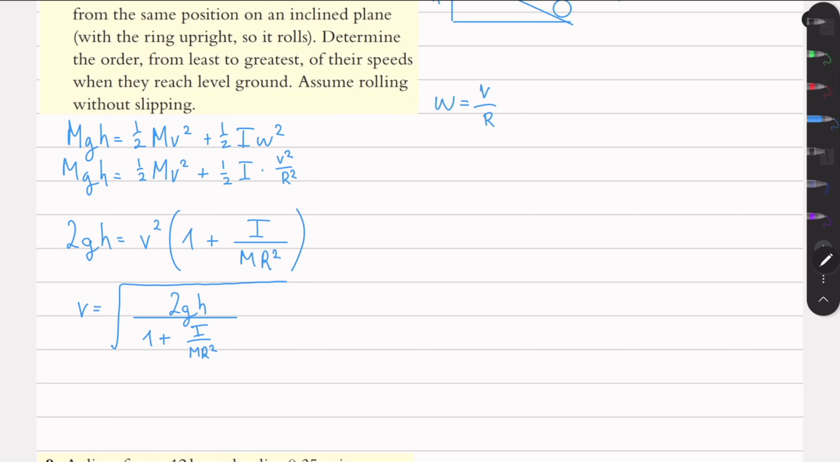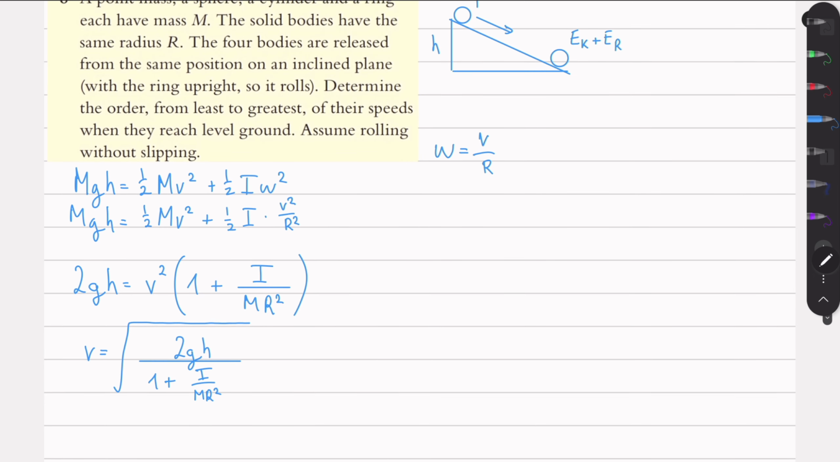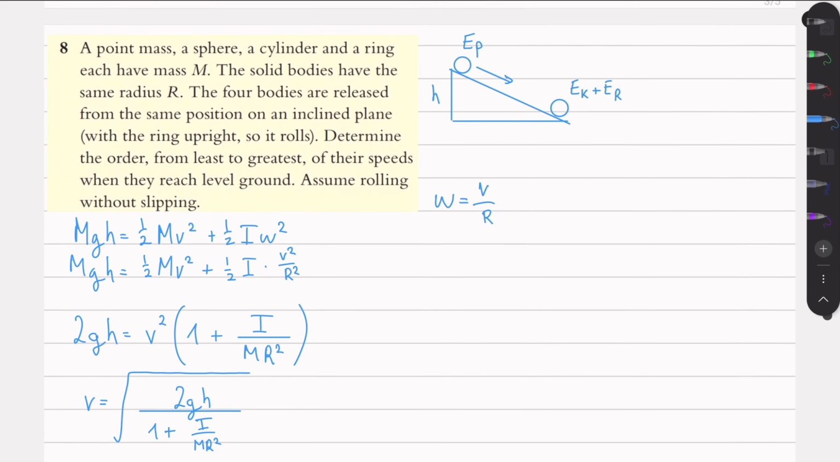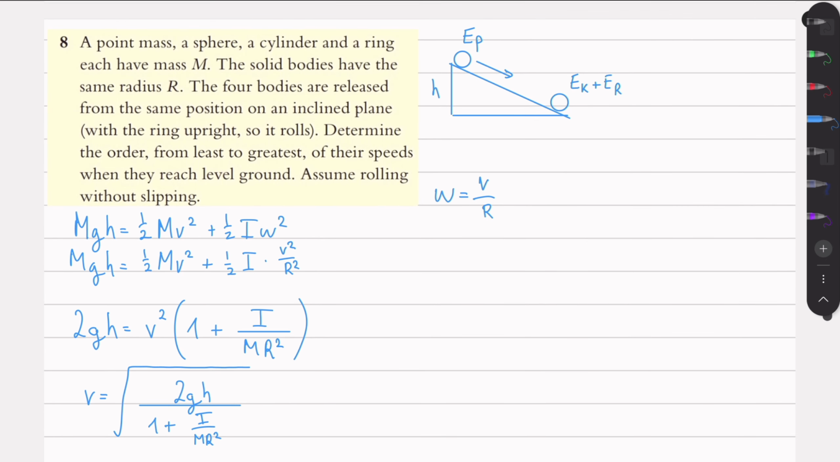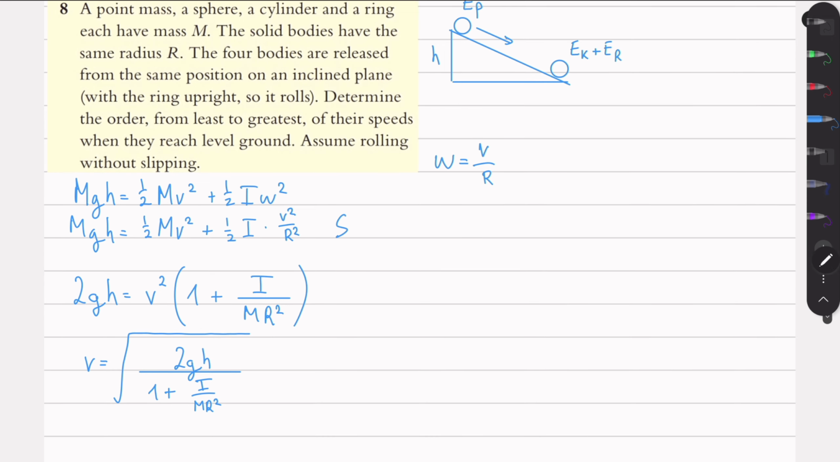All right, so we have this general equation now, and the difference between the objects is going to be their moment of inertia. That's why their speeds will be different when they reach the ground. This is the part where it's not really expected of us to know these different moments of inertia. However, it's important to have a general understanding of what effect moment of inertia has on the final speed. So let's consider the different objects we have.